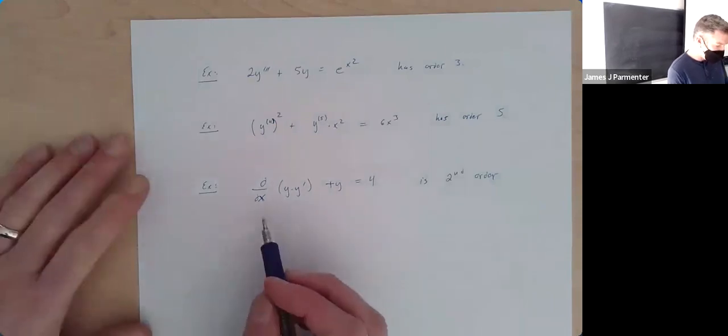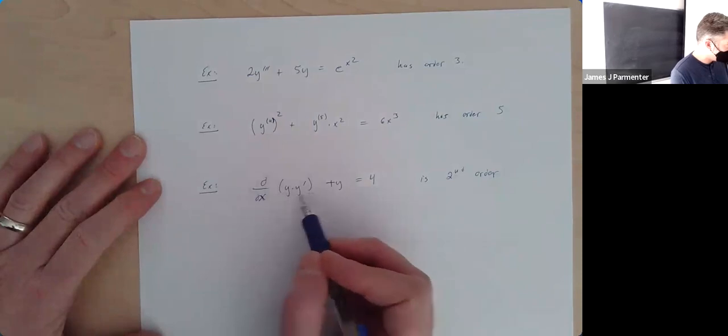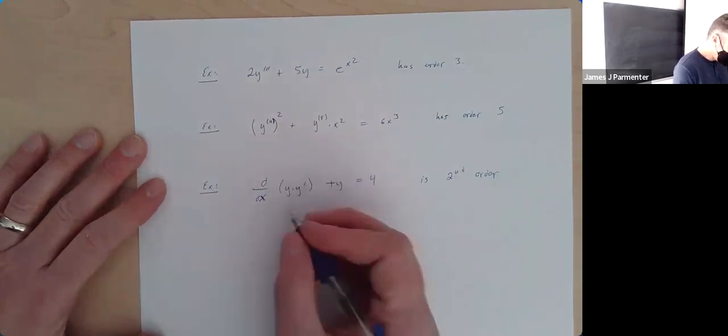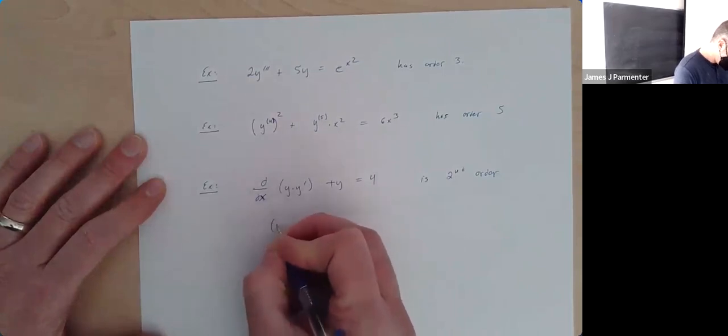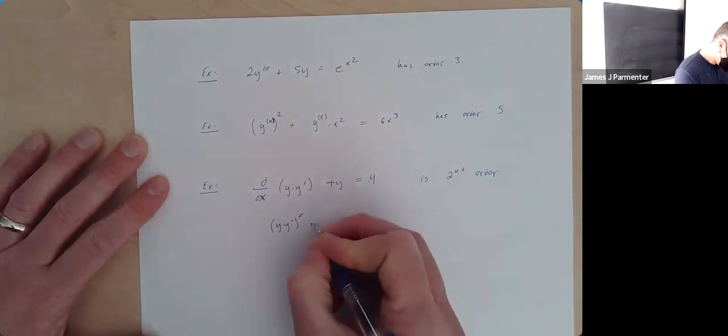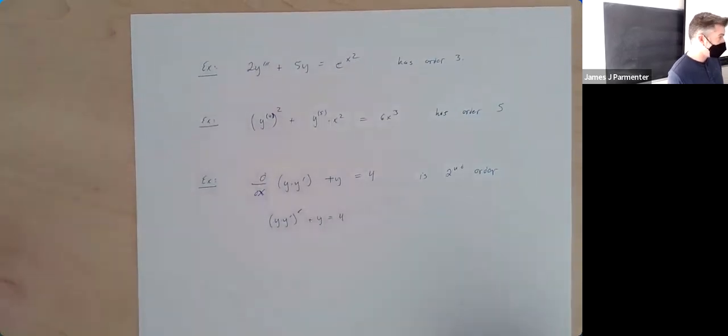Well, so really the thing is the d/dx says you're taking the derivative of this stuff here. Right, so you could write this as y times y prime plus y equal to 4. But to actually take the derivative of this product, we'd have to use the product rule.